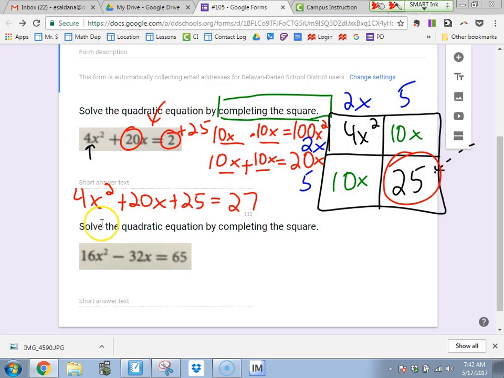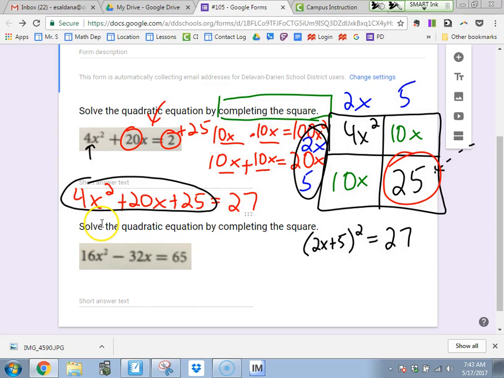Not done, nope. Okay, what this allowed me to do now is to factor this left side to the 2x and the 5 and the 2x and the 5 that I came up with there. So then I have 2x plus 5 squared. That's what 2x plus 5 times 2x plus 5 really means. This equals 27. Again, yes, question? 2x plus 5 right here, and then the 2x plus 5 here. Yep.